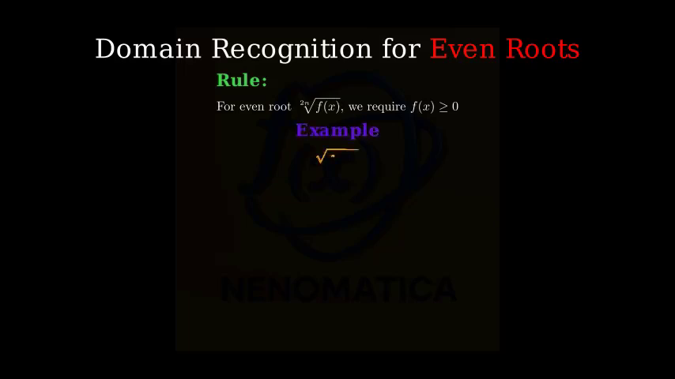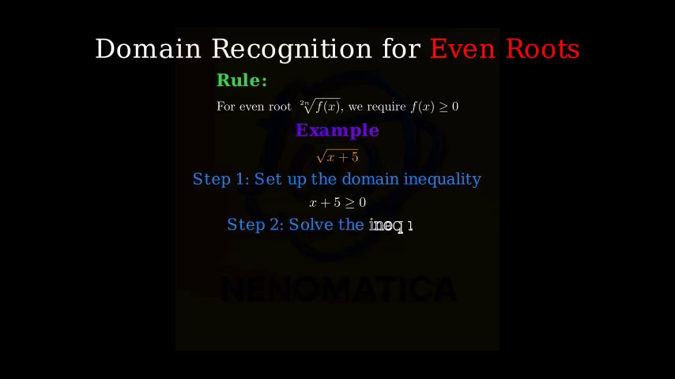Let's look at our first example. We have the square root of x plus 5. Since a square root is an even root, the expression under the radical must be non-negative. For this expression to be defined in the real number system, we need the expression under the radical to be non-negative. So we need x plus 5 to be greater than or equal to 0.